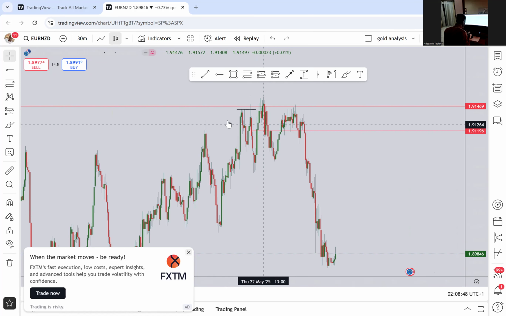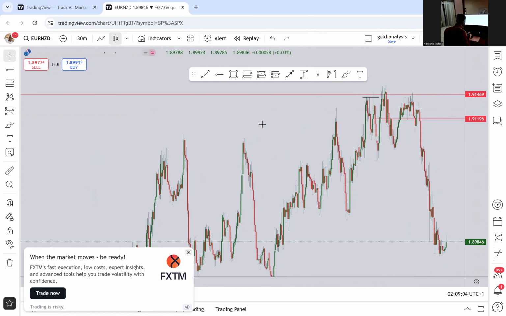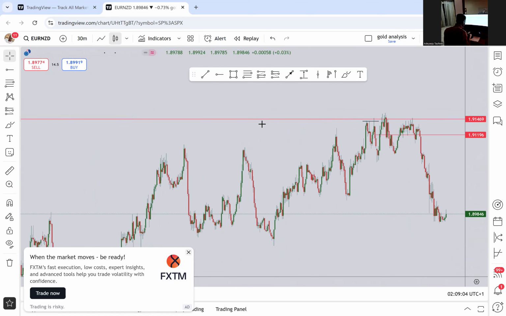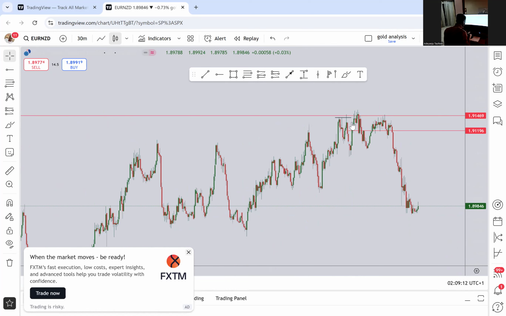Okay, so now price has already tapped out this level, right? We have seen a break here already. We have seen a break on the supply. Okay, so let's confirm that again. Now you can see we've seen a break on the supply.